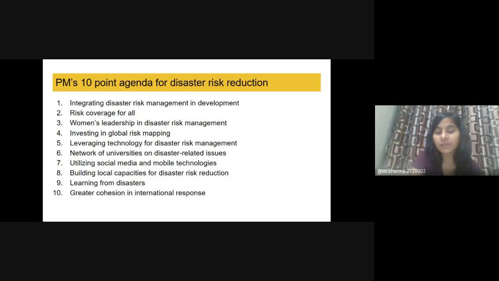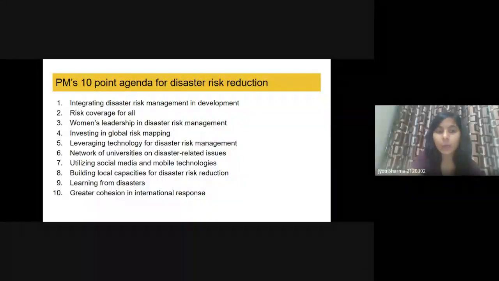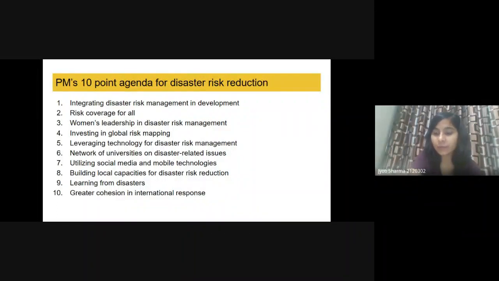Then risk coverage for all, whether poor or rich; risk coverage should be for all people. Then there should be women's leadership in disaster risk management. Why women's leadership? Why is there a specific need that women's leadership should be there for disaster risk management? Can anyone guess?